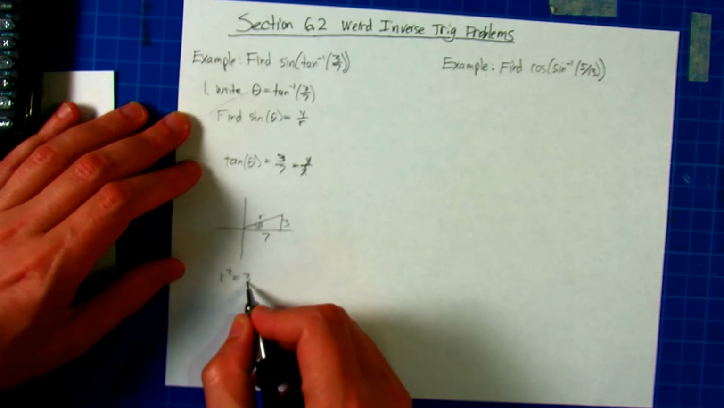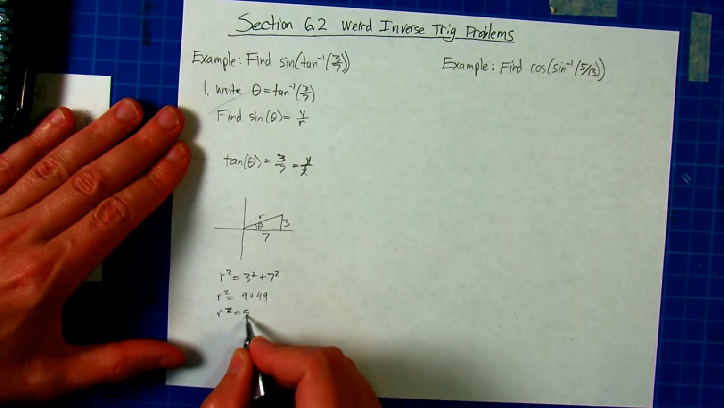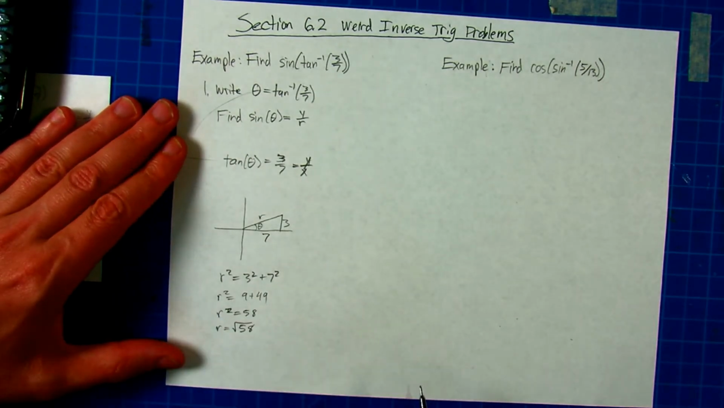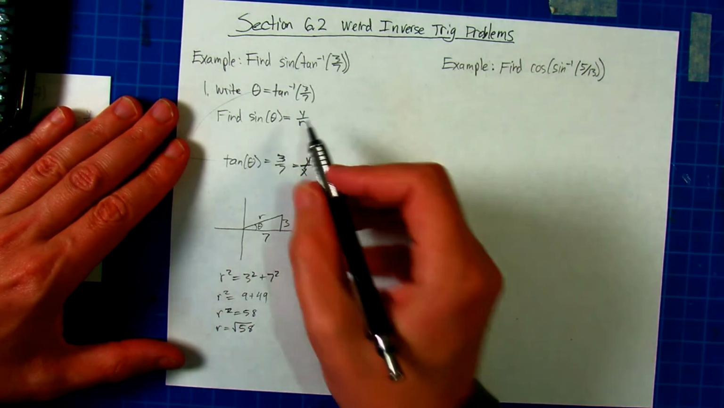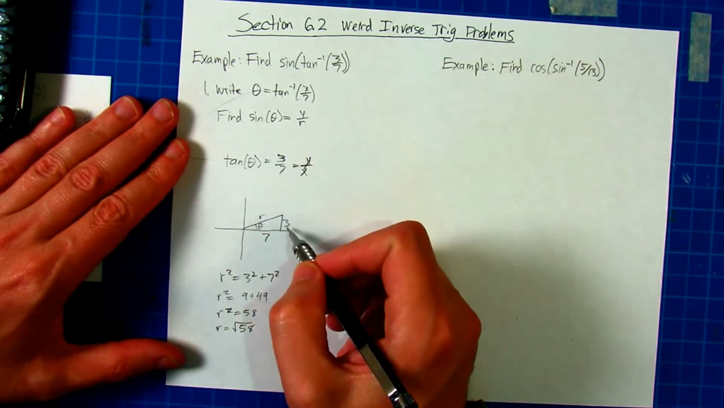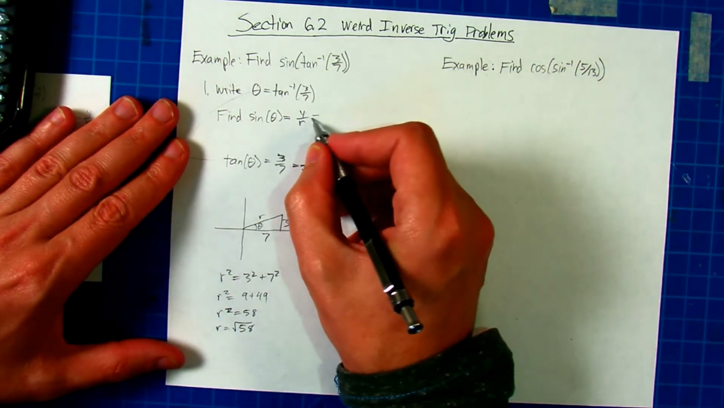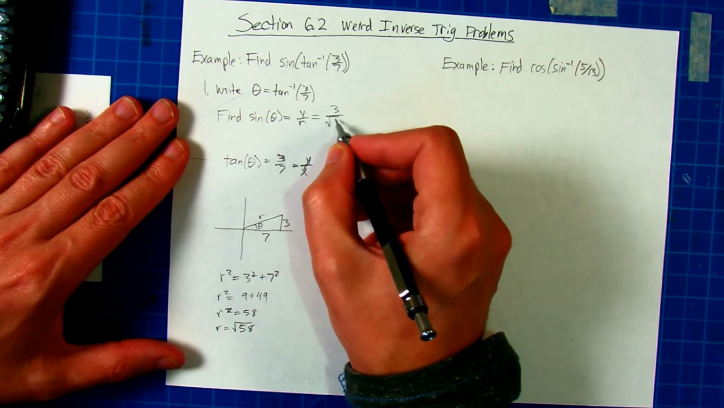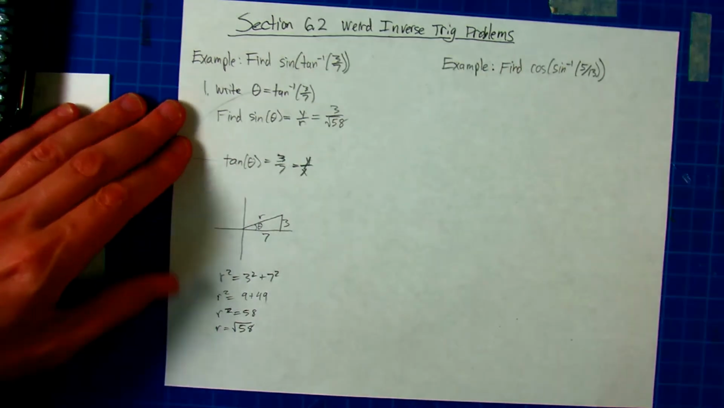Now use the Pythagorean theorem to solve for r. r we always regard to be positive, so I've discarded the negative square root here. So now just go back up here, sine of theta equals y/r. y we know is 3, r we know is the square root of 58. So write this as 3 over the square root of 58. And that's all there is to it.